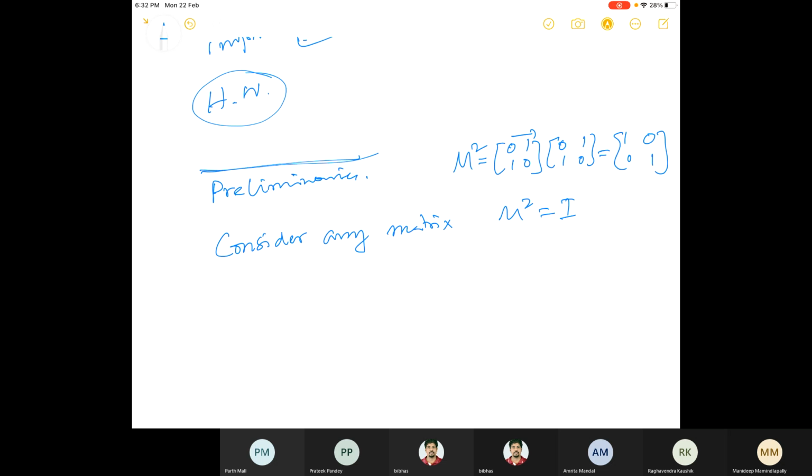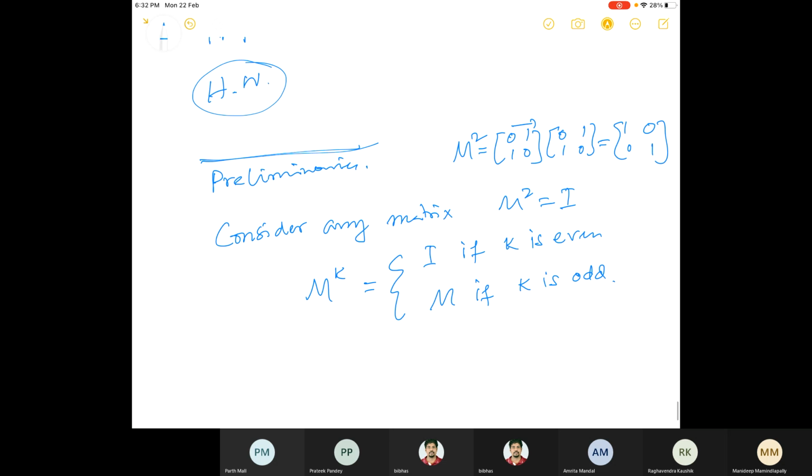And if M square is identity, if you take any power of M, let's say M to the power K, then this will be identity if K is even. You can always find this out. And it is M if K is odd. Okay, then what is happening?